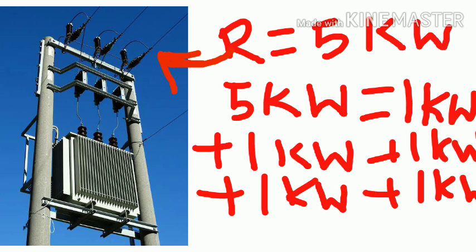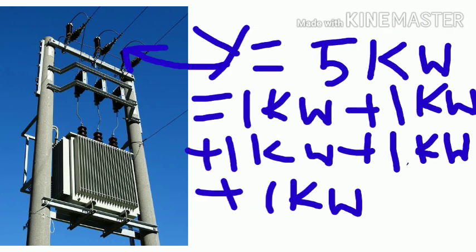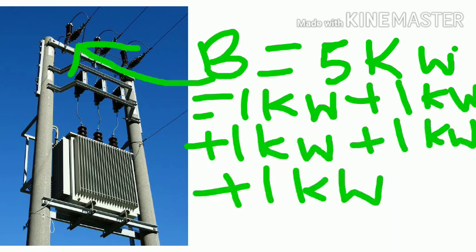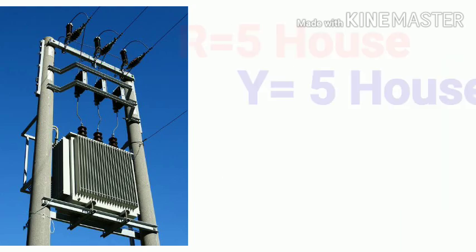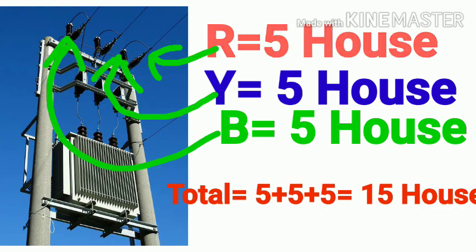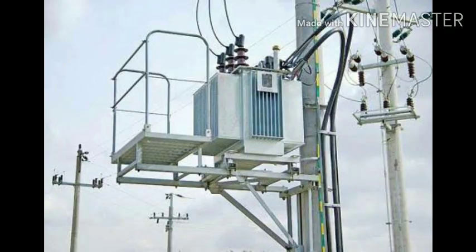Here we have three phases, so the R phase should be connected to 5 houses, because 1 kilowatt plus 1 kilowatt plus 1 kilowatt plus 1 kilowatt plus 1 kilowatt. The Y phase should be connected to 5 houses, and the B phase should be connected to 5 houses. So each phase of RYB should be connected to 5 houses. So the total number of houses connected is 15. So a total of 15 houses should be connected to a 25 kVA transformer.